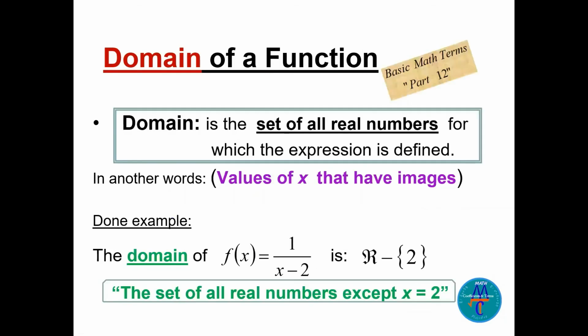Now, the domain of a function was seen in basic math terms, part 12. The domain is the set of all values of x for which the expression is defined. So this is a simple example, rational function f of x equals 1 over x minus 2. Here we cannot replace x with 2 in the function because we will get 1 over 0, undefined. So we say the domain is all real numbers except 2.